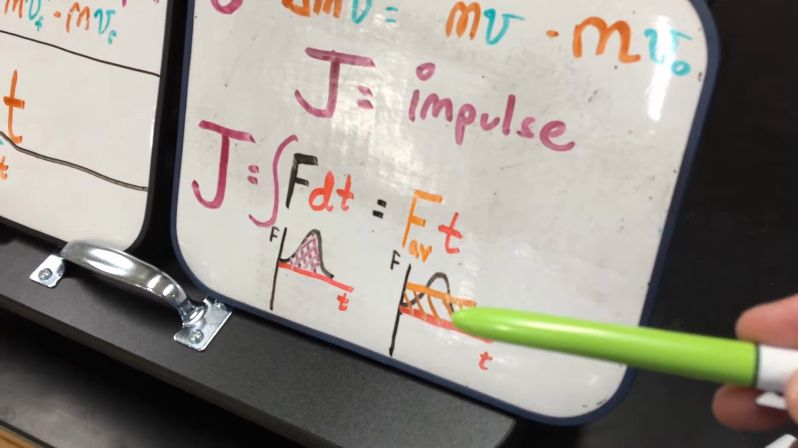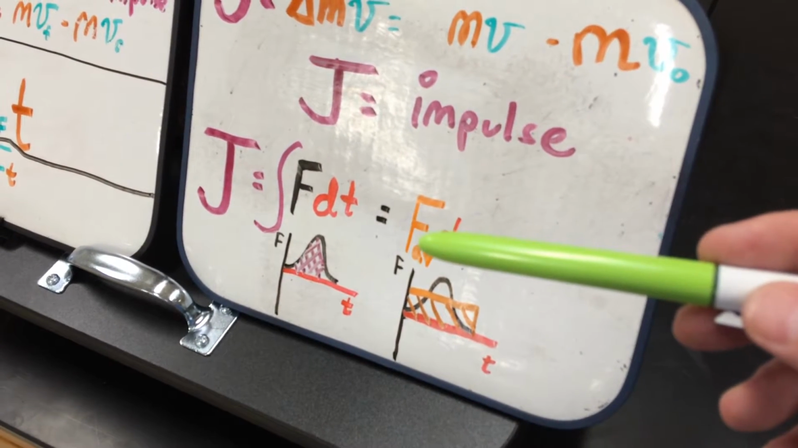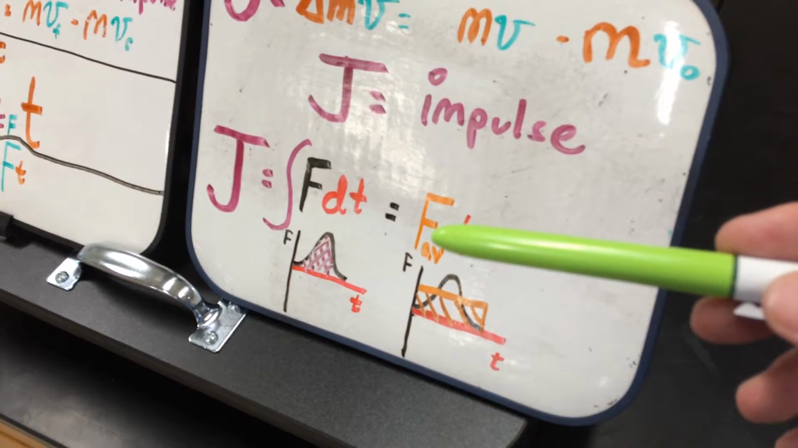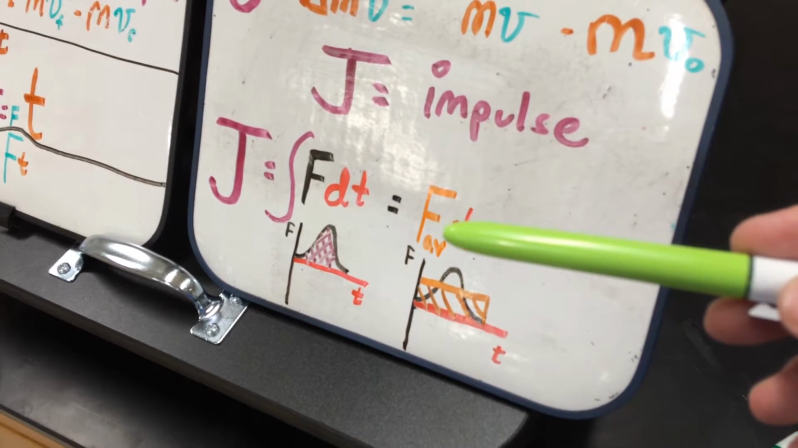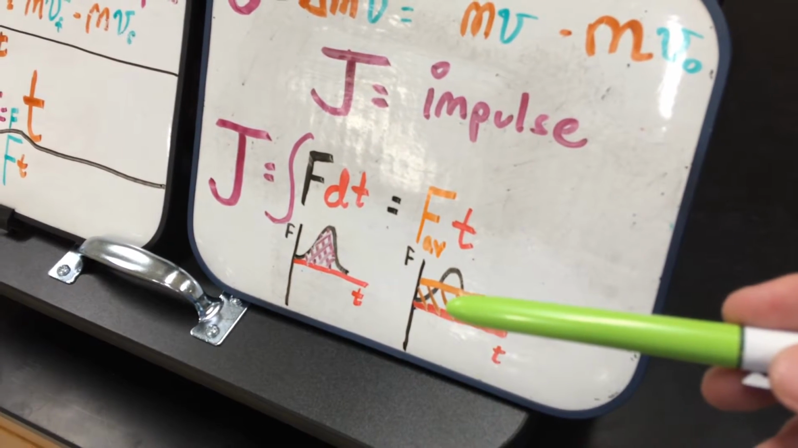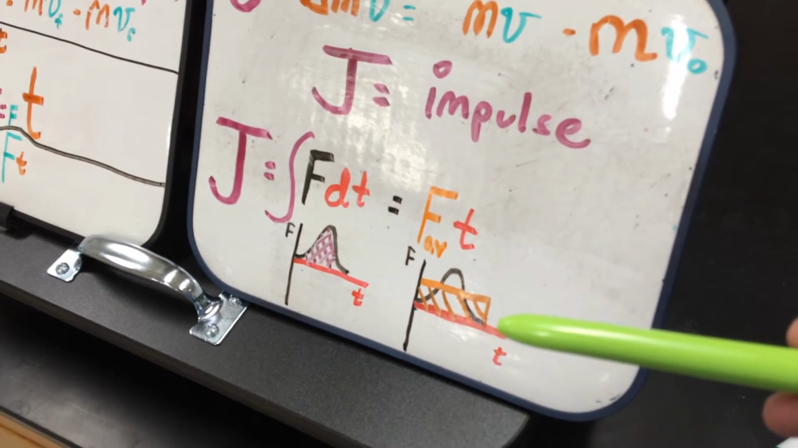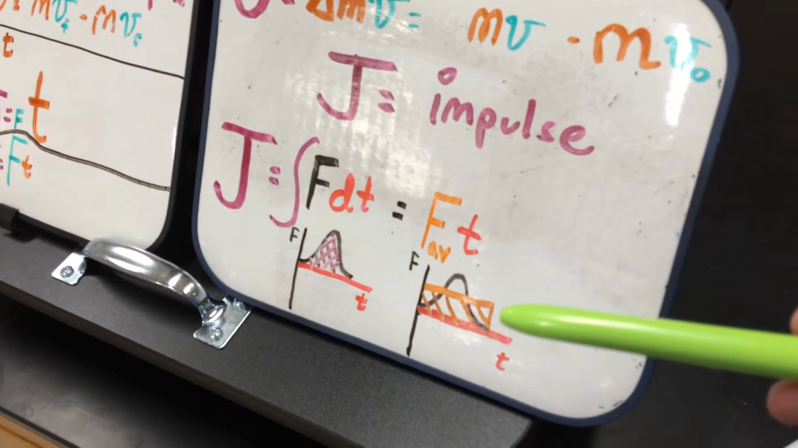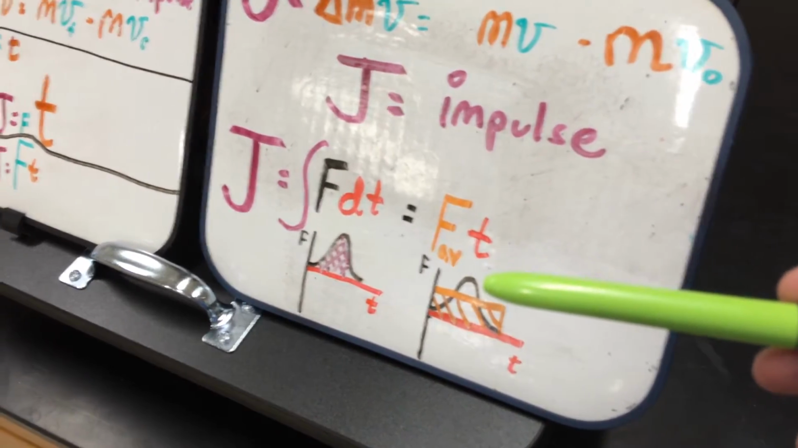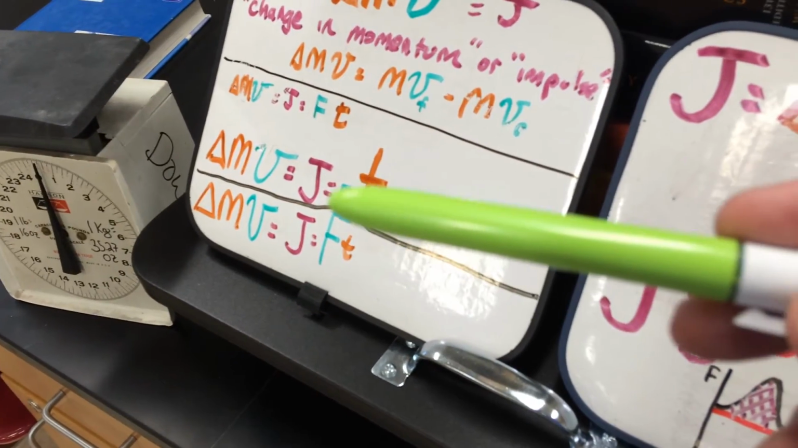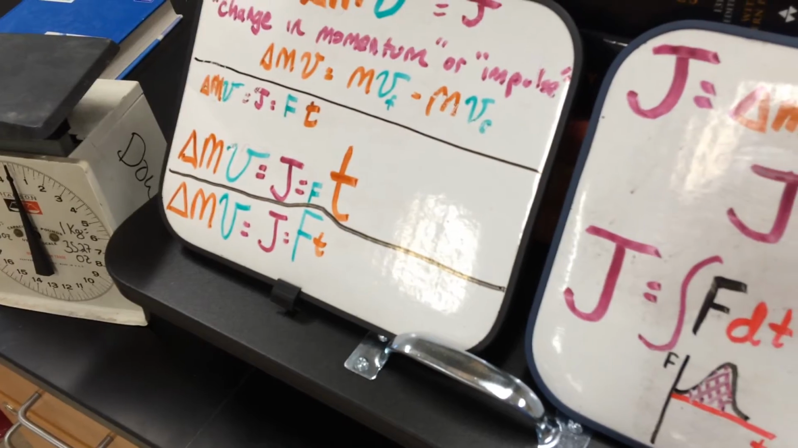So why would I do that? Well, this force is kind of like an average. It's not the lowest, it's not the highest. But the area under this curve is really easy to get. Length times width, force times time. So force average times time is the change in momentum. That's what we saw before.